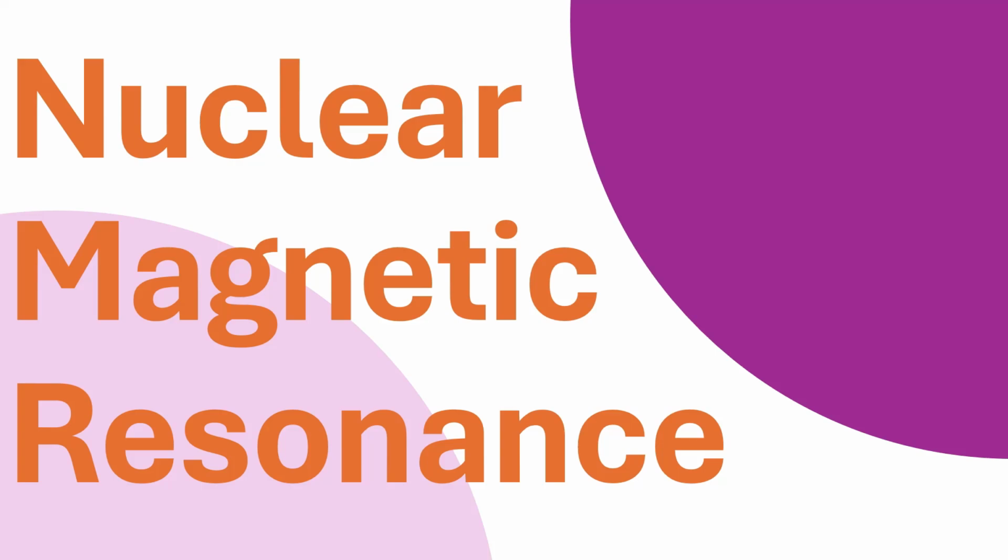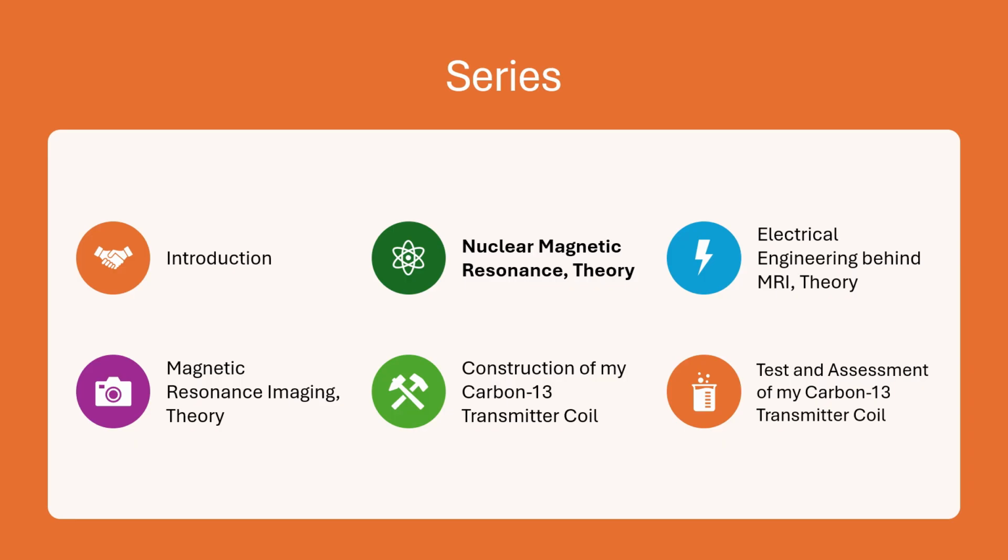Hi and welcome to the second part of my Carbon-13 MRI transmitter coil series. This time we're going to talk about nuclear magnetic resonance, which is inherently a quantum phenomenon, but we can apply a lot of different mechanical analogies to understand it better. So this is the second video in the series. As you can see here, I have a few different videos planned. We already went through the introduction, and we're gonna learn some basic theory behind MRI in this video.